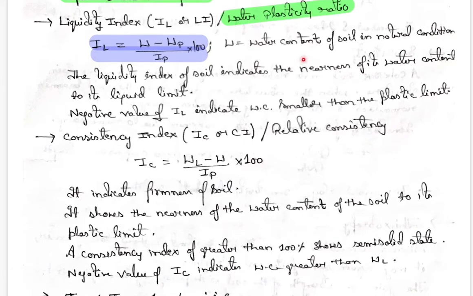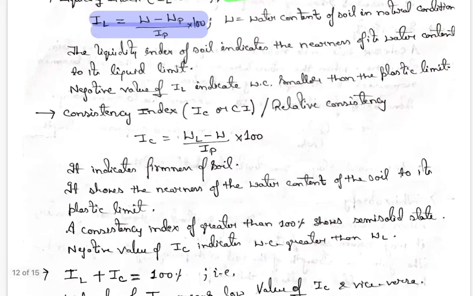The liquidity index of soil indicates the nearness of its water content to its liquid limit. Okay, जो भी सॉइल में वाटर नेचुरली अवेलेबल है तो वो वाटर कितना नियर है लिक्विड लिमिट ऑफ द सॉइल के. ठीक है, लिक्विडिटी इंडेक्स यही बताता है. And negative value of IL, liquidity index, indicates water content is smaller than the plastic limit.